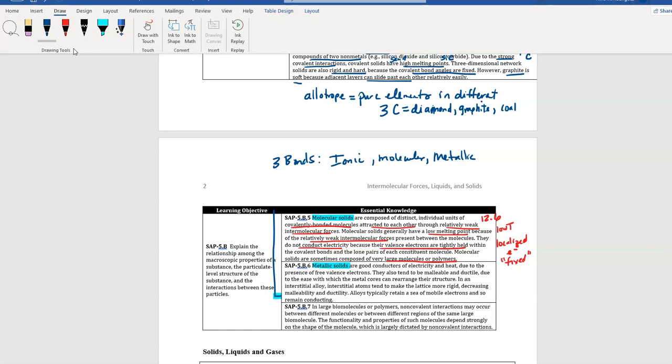Now with this category, 2 very important things. You need to learn about what's called alloys. There are 2 types of alloys that you need to know, and you'll see their words popping up, okay?